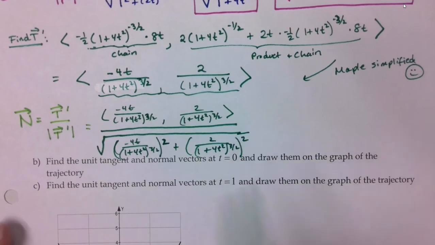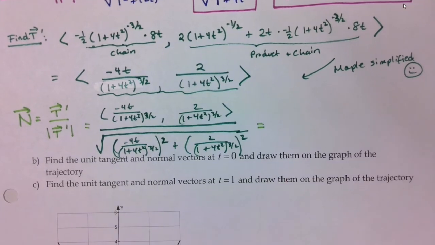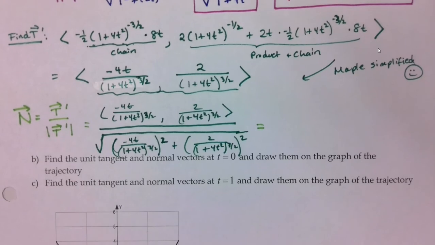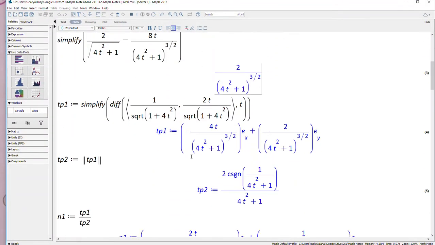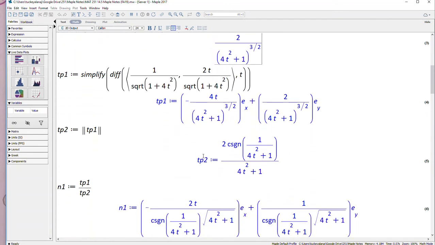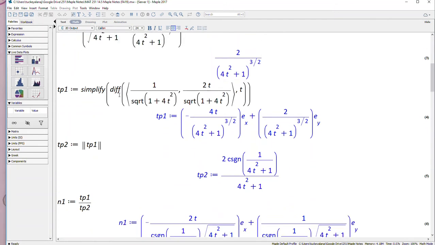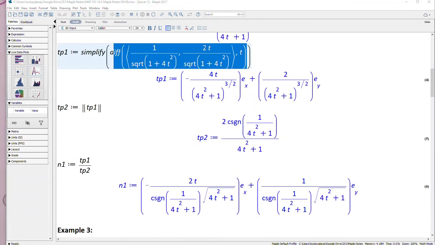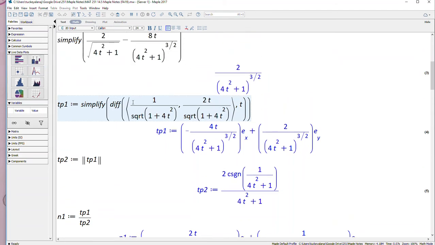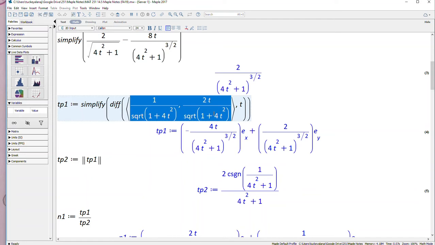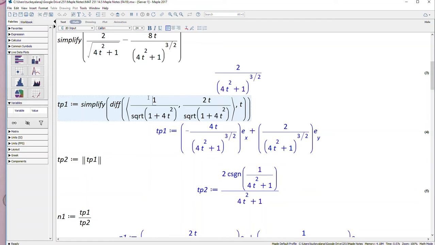Well, again, yes, we could do this by hand. I mean, we're capable, but geez, who would want to? So let's use Maple. I think I have it right here. Yes. So, all right, I'm telling it to simplify the derivative of all of those. Actually, I'm making it do it all in one step. It's literally the same steps I did above, but I'm doing it twice. So there's my T right there. So T was 1 over the square root of 1 plus 4t squared, 2t over that.